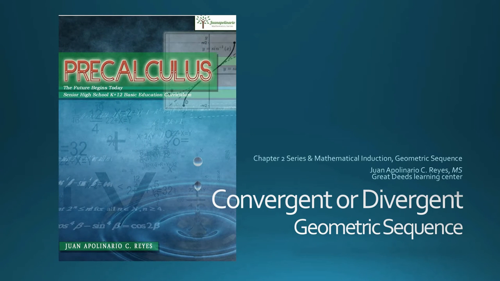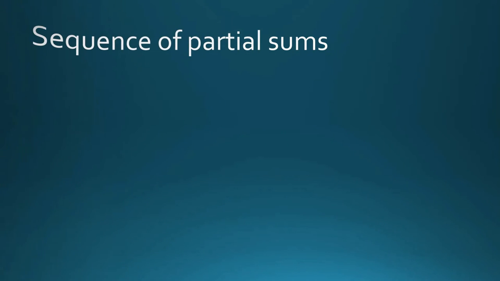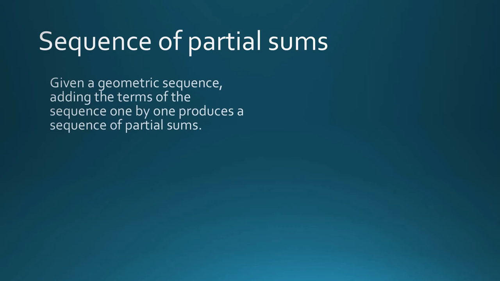We are still on geometric sequence, and we are studying the sum of a geometric sequence. Is it even possible to get the sum of all the terms in a geometric sequence? So, given a geometric sequence, when we aim to get the sum of the entire sequence, we will come up with a new sequence, and we call that sequence the sequence of partial sums.